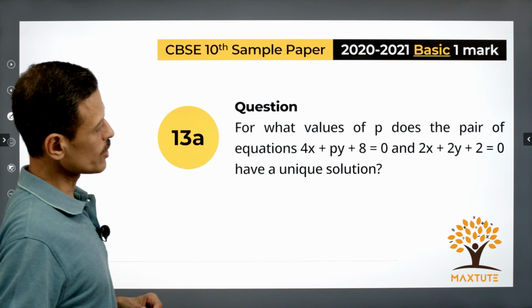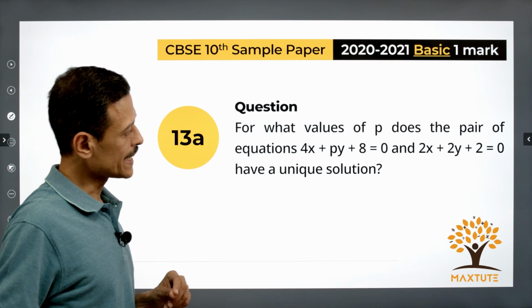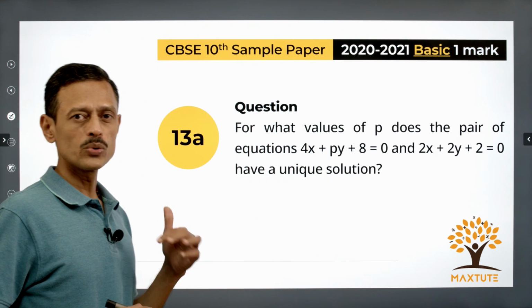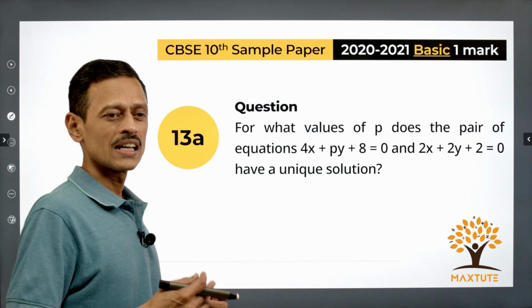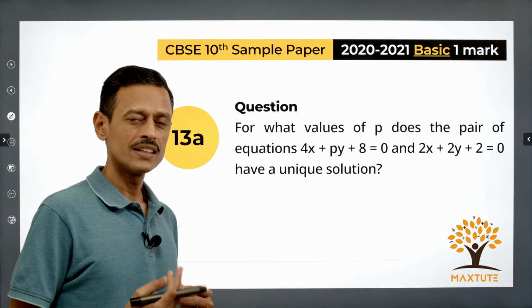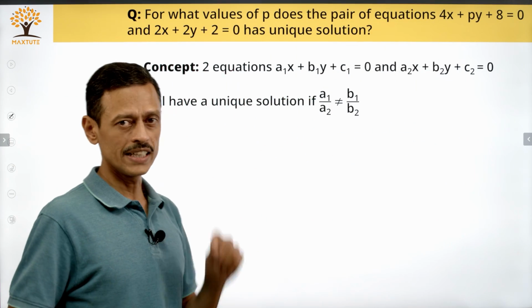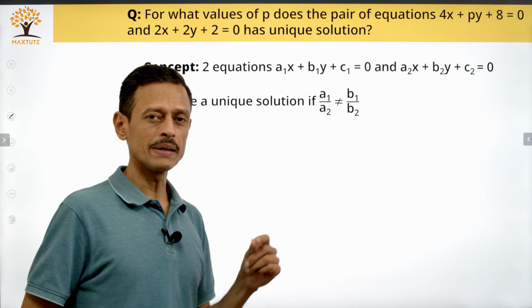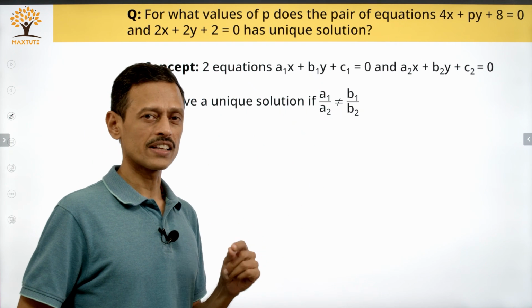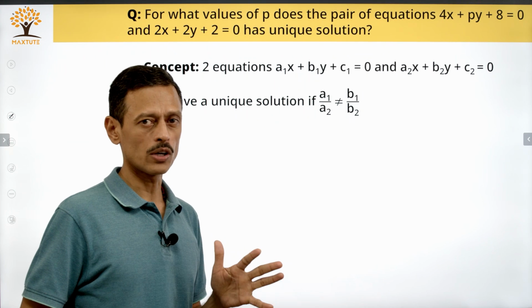For what values of p does a pair of linear equations 4x plus py plus 8 equals 0 and 2x plus 2y plus 2 equals 0 have a unique solution? First and foremost, let's write down the condition. When will these two equations have a unique solution? If the generalized form of the equation is a1x plus b1y plus c1 equals 0 and a2x plus b2y plus c2 equals 0, then this pair of linear equations will have a unique solution when a1 by a2 is not equal to b1 by b2.